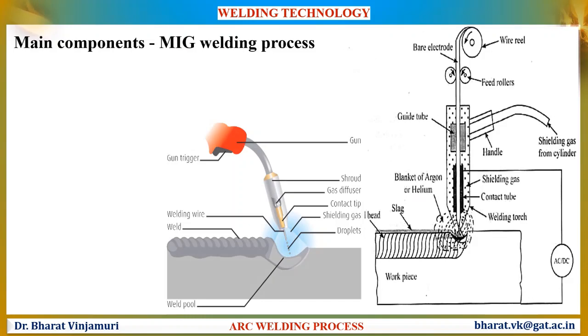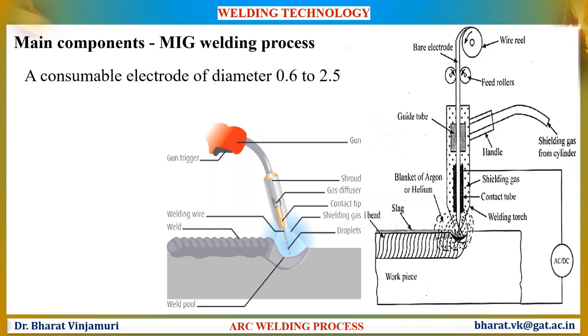Let us now discuss the various components of the MIG welding process. The process makes use of a consumable uncoated electrode which is fed from the wire reel to the welding zone using feed rollers. The wire passes through a contact tube. The diameter of the electrode wire is around 0.6 mm to 2.5 mm. A shielding gas is sent from the cylinders. The inert gas from the cylinders enters the nozzle and from the nozzle it enters the welding zone.